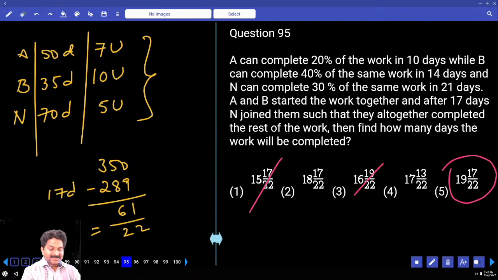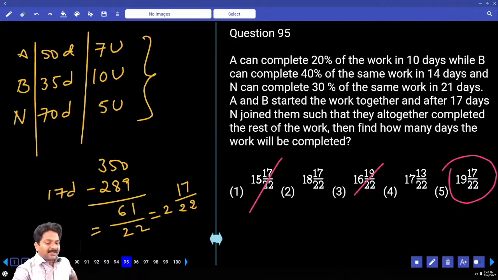When you calculate this, you will get 217 by 22. We were asked to calculate the time to complete the work. So A and B already worked for 17 days and after that they work for 217 by 22. Total 19 17 by 22. Over.